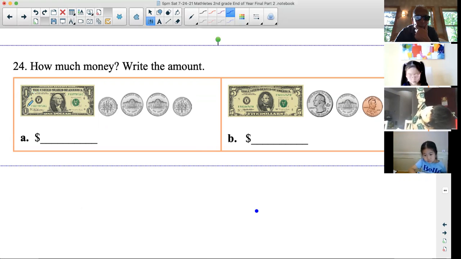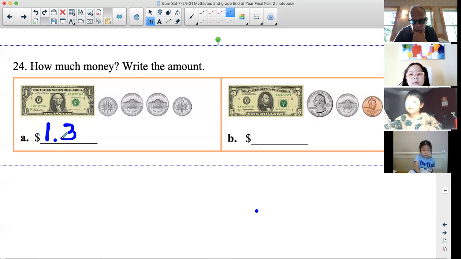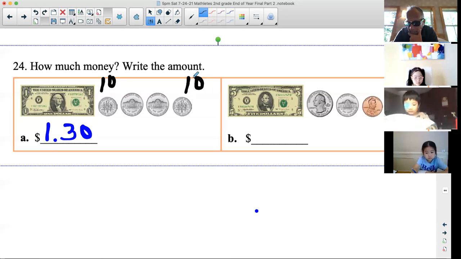Okay, how much money on 3, everybody? 1, 2, 3, go. $1.30 cents. Yes, everyone. A dime is worth 10 cents. A nickel, say it out loud, please, is worth 5 cents. And if I take 5 plus 5, I get 10. 10 plus 10 plus 10 is 30.